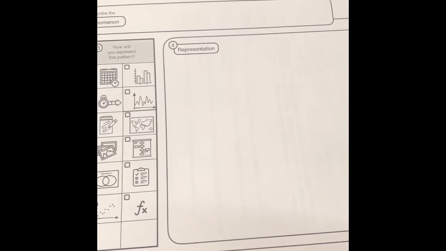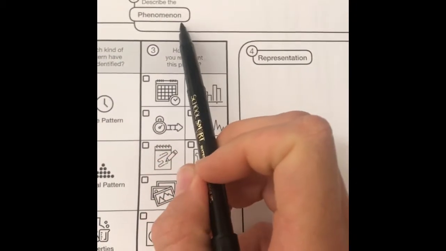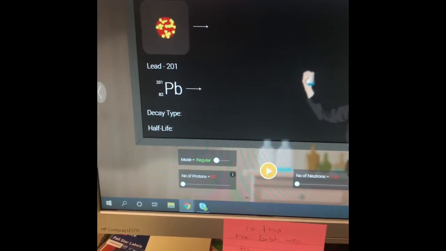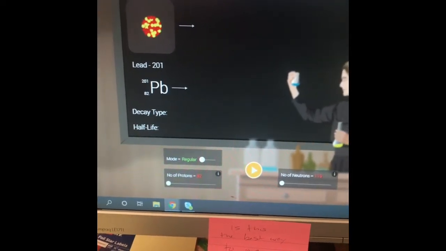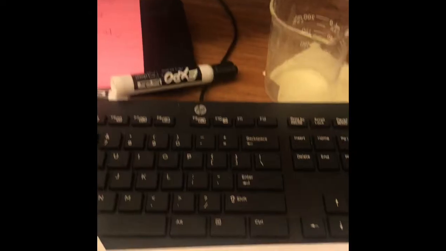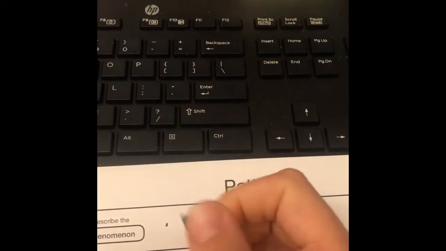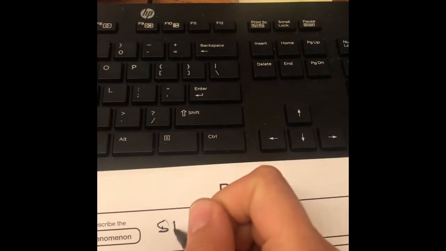So let me show you kind of what you're expected to do. At the top it says, describe the phenomenon. So the phenomenon that we are observing is this activity, our simulation, and this simulation is going to show us stable and unstable nuclei. So I'm just going to describe that.